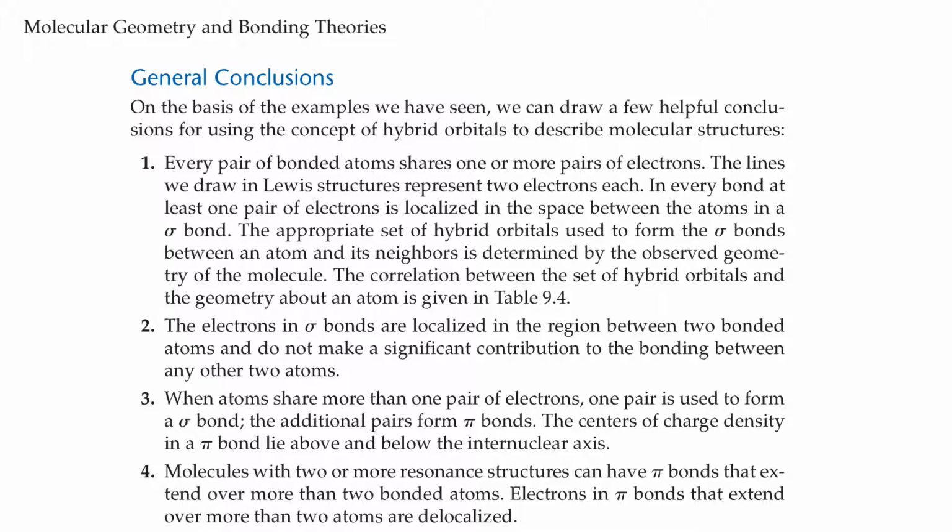The correlation between the set of hybrid orbitals and the geometry of the atom is given in Table 9.4. Two: the electrons in a sigma bond are localized in the region between two bonded atoms and do not make a significant contribution to the bonding between any other two atoms. Three: when atoms share more than one pair of electrons, one pair is used to form a sigma bond, and the additional pairs form pi bonds. The centers of charge density in a pi bond lie above and below the internuclear axis. Four: molecules with two or more resonance structures can have pi bonds that extend over more than two bonded atoms. Electrons in pi bonds that extend over more than two atoms are delocalized.